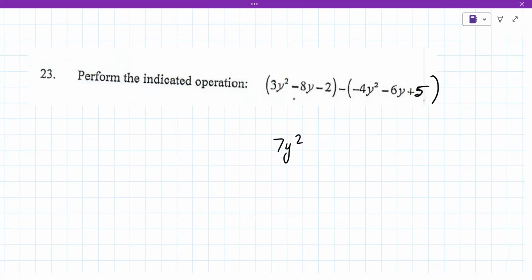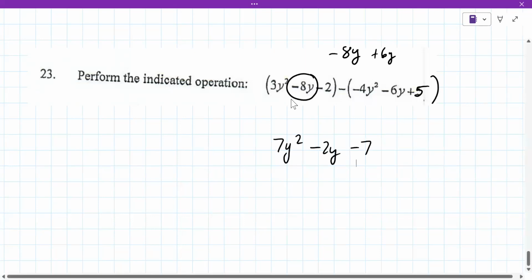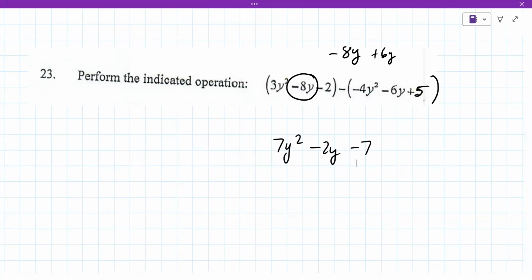What about the 8 with the y's? You have a minus 8y and a plus 6y. What does that become? That would become negative 2y. Okay, almost there. So would that be 7y squared minus 2y minus 7? Yes, very good. All right, really good.